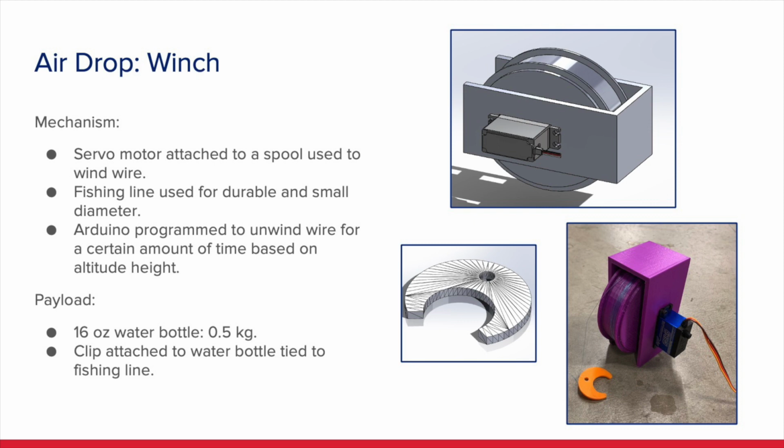Now, given that our payload is a standard 16-ounce water bottle, which weighs about 0.5 kilograms, we decided to go about attaching the water bottle to the spool that is attached to the servo motor via a clip that is attached to the neck of the water bottle. And as you can see in the bottom right, all of this design was 3D printed and modeled in SolidWorks, and it was done with PLA to save time and weight.